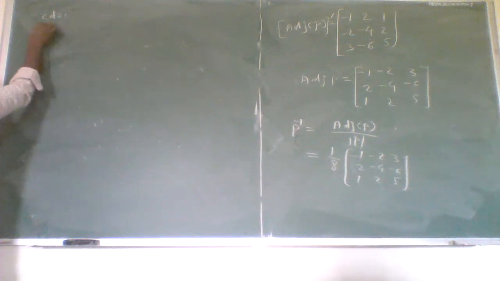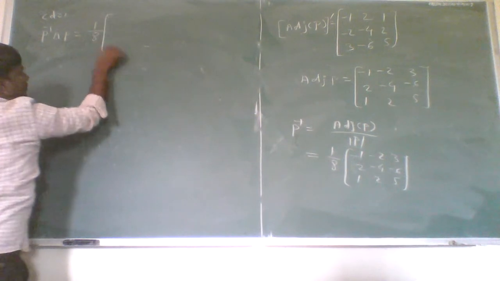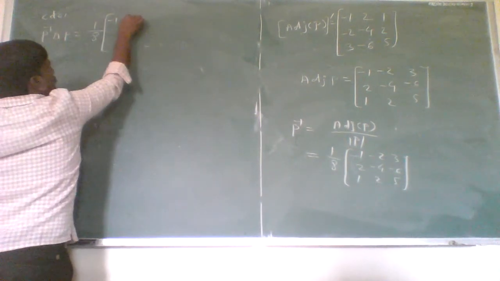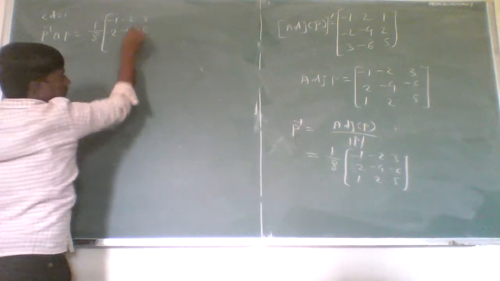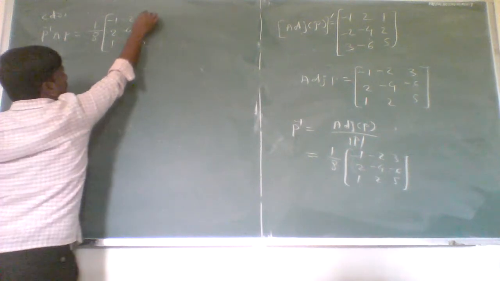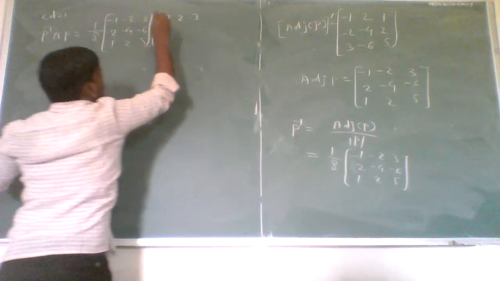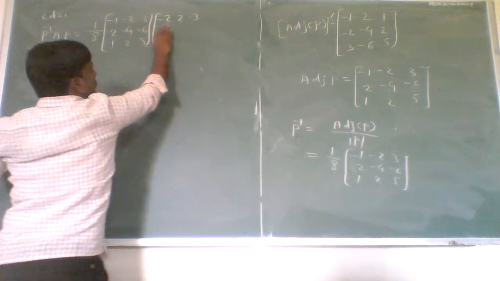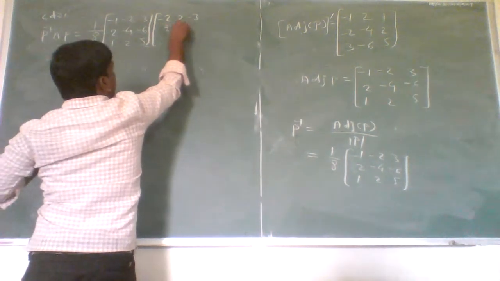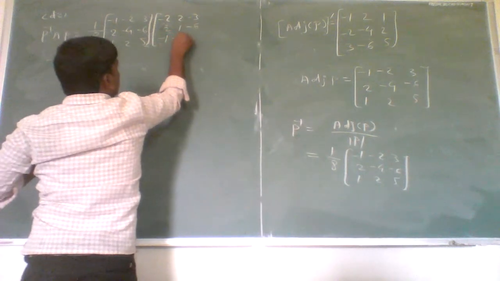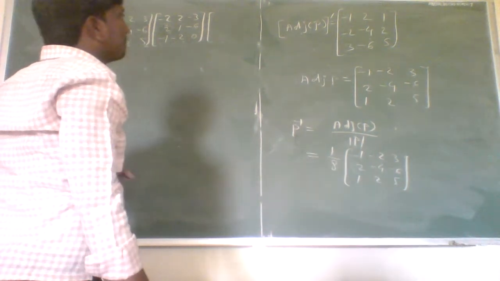Consider P inverse A, which is equal to 1 upon 8 into the P inverse matrix minus 1, minus 2, 3; 2, minus 4, minus 6; 1, 2, 5, and matrix A is minus 2, 2, minus 3; 2, 1, minus 6; minus 1, minus 2, 0, and matrix P is nothing but, where is P?